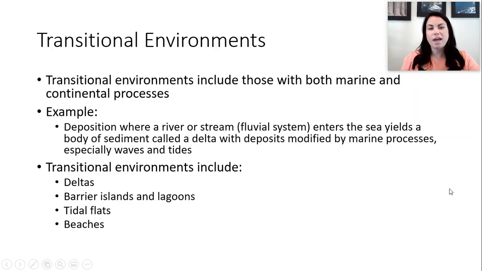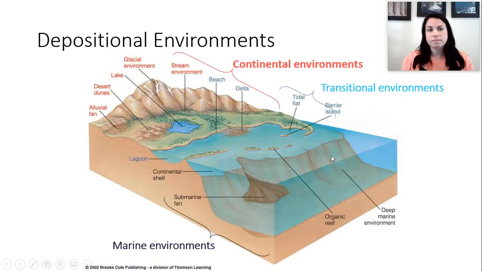Okay, so let's look at those transitional environments. And this is between on land and in the marine setting. So these processes include both marine and continental. So an example of this is where we have deposition, where a river or stream enters the sea and yields a body of sediment called a delta, with deposits modified for marine processes, especially when waves and tides are taking place. So some of these include deltas, barrier islands and lagoons, tidal flats, and beaches.